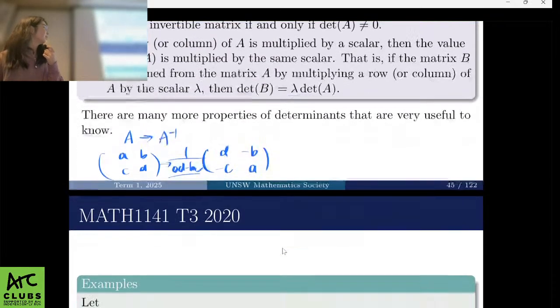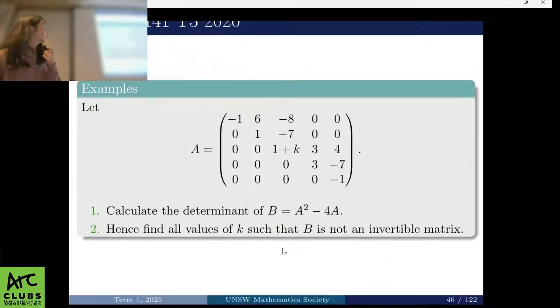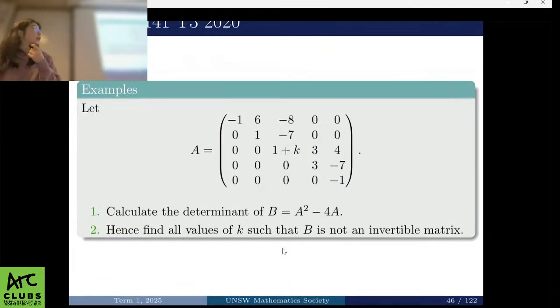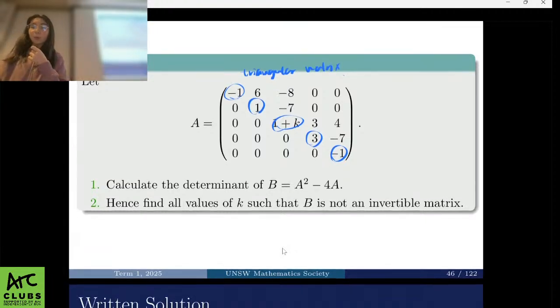Okay. So let's actually look at a question to see how we can apply this in our final exams. So here we have a 5x5 matrix A. And you can see this is called an upper triangular matrix. What that means is basically if you look at every leading term in every row, you always have zeros below it everywhere. So you look at -1, 1 plus k, 3 and -1, you always have zeros below it, besides -1, which is the last entry. So that's what determines what a triangular matrix is. Okay, so that's an important property about A.